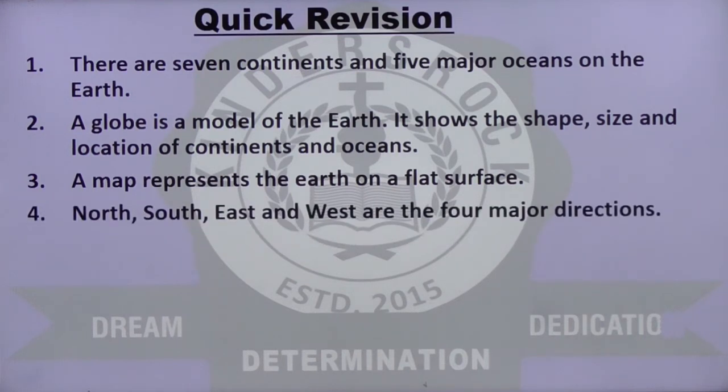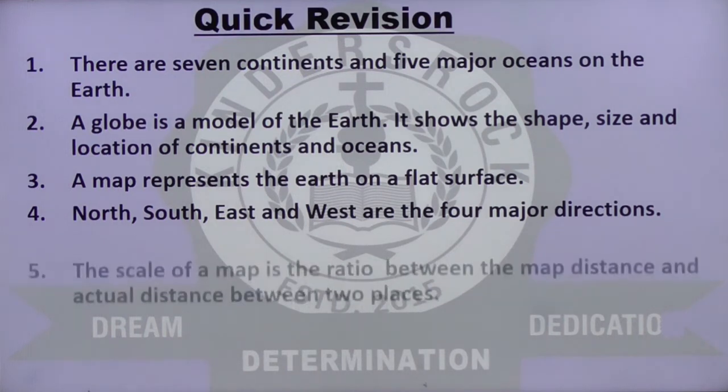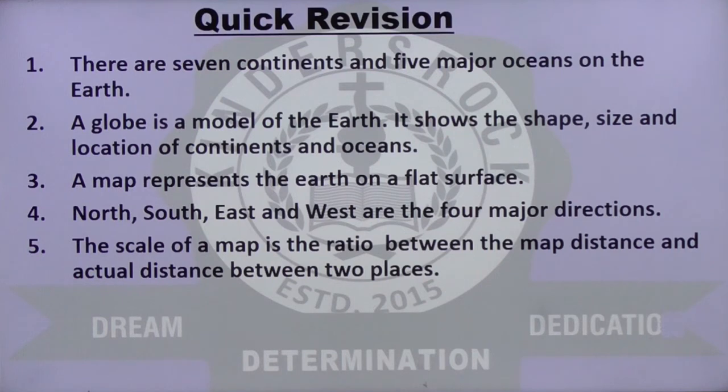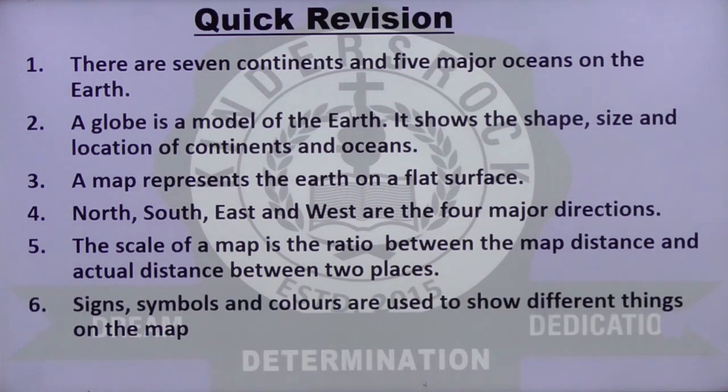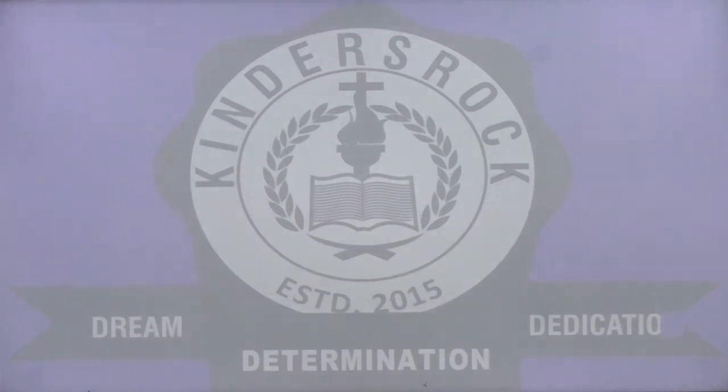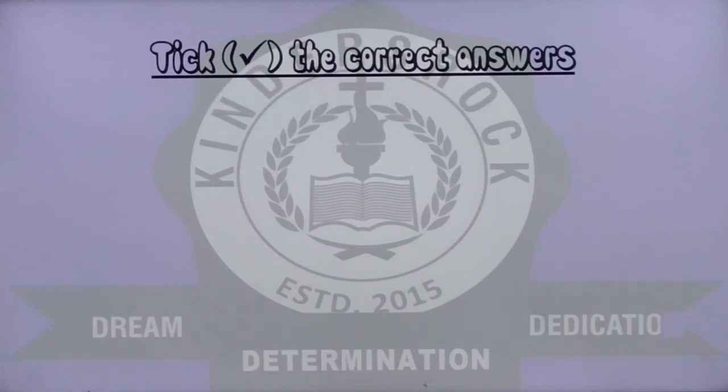North, south, east and west are the 4 major directions. The scale of a map is the ratio between the map distance and the actual distance between 2 places. Signs, symbols and colors are used to show different things on a map. Very good. Now let us do some exercises.